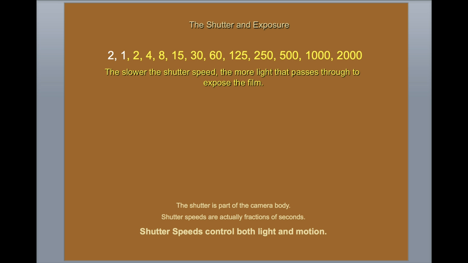So, right now, holding your cameras, you should either pull out your manuals or whatever, but you should be playing around with the shutter dial, changing that number. So just a little understanding of the shutter speed. The slower the shutter speed, the more light that passes through to expose the film. Basically the shutter is part of the camera's body, and shutter speeds are actually fractions of seconds or can be entire seconds. Shutter speeds control both light and motion.